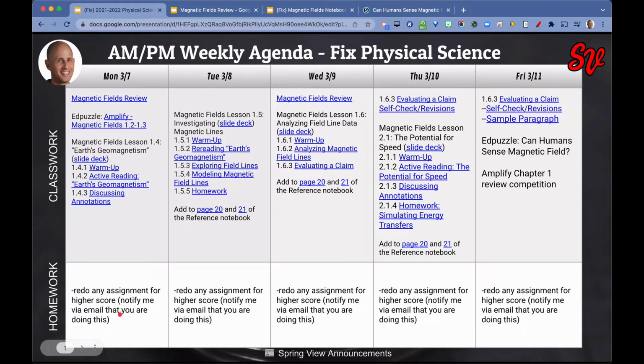They can notify me via email that they're doing this. For an Edpuzzle, they can ask me, hey, can you reset my Edpuzzle so that I can do it again for a higher score, and I do that. I always do that for them.